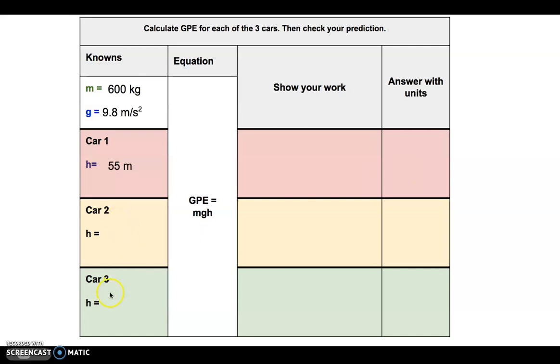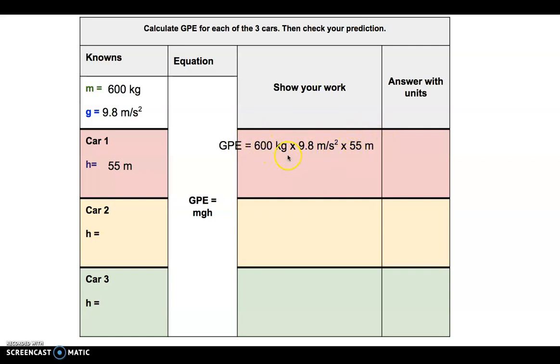And you can actually go ahead and fill in the other two heights here. I'm going to let you do those problems. But I'm going to talk about car number 1 with you right now. So I know the height of car number 1. I know the equation I'm going to use to calculate gravitational potential energy is mass times acceleration of gravity times the height. And I'm going to show my work right here. So I'm going to write down GPE equals the mass of the car, the acceleration due to gravity, and the height of that car.